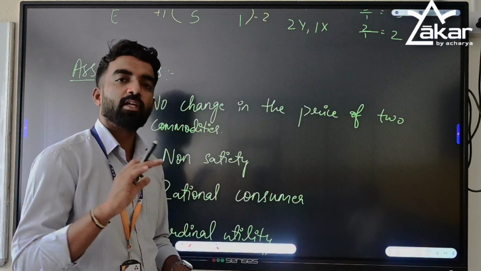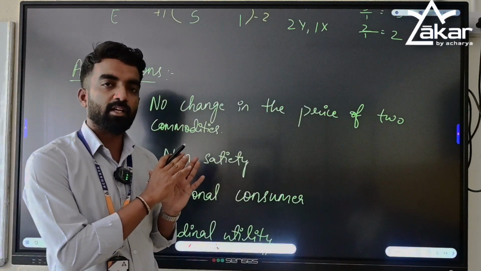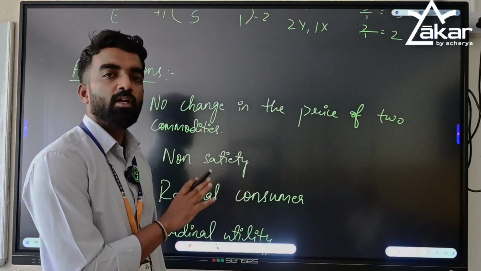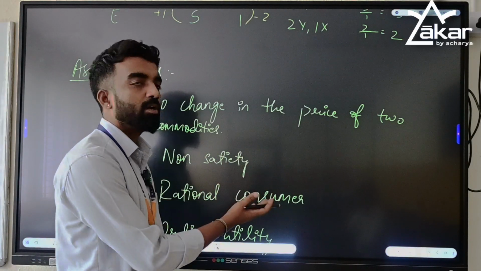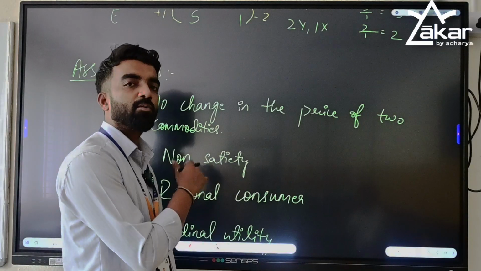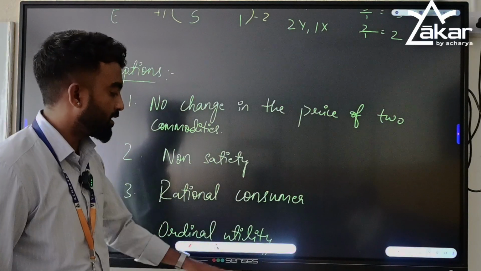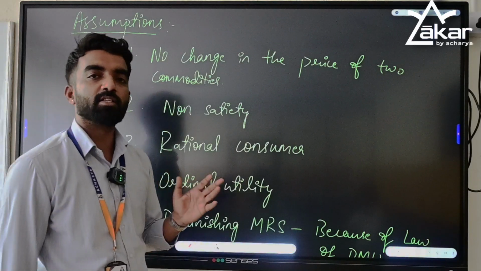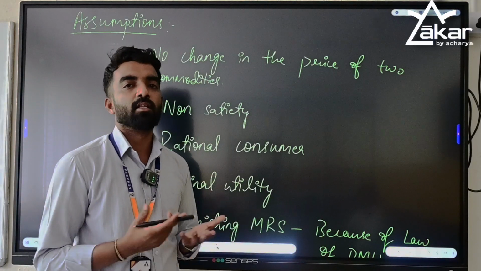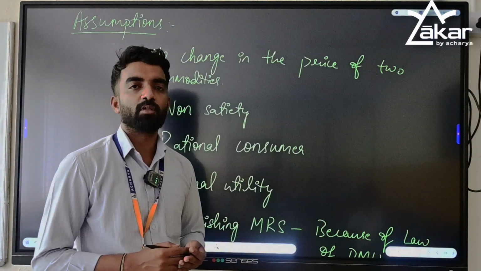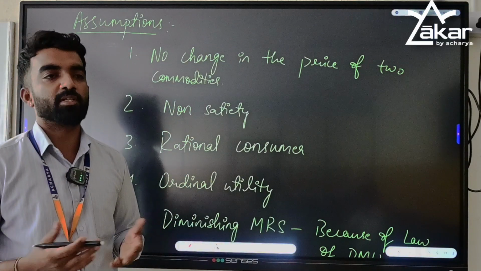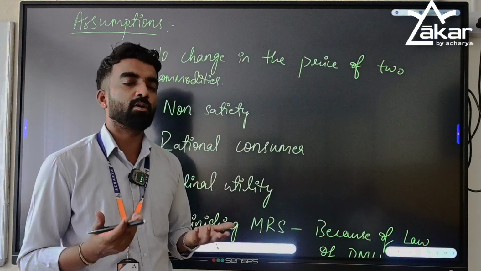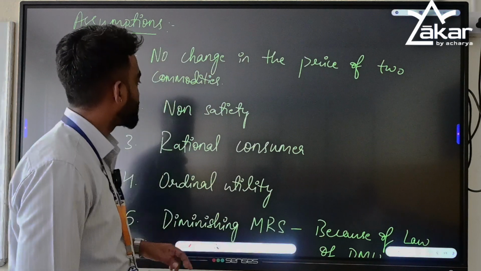So all these have interlinkage. That is why I am teaching topic wise, so that you will understand better. Without understanding the previous topic, you cannot understand it in a better way. If you know that, only then can you link it and understand it better. So there should be no change in the price of the two commodities. If there is a change, then without sacrificing, you can buy more. Or if the price increases, what happens? Even if you are ready to sacrifice Y, you cannot buy more X, because the price has increased now.